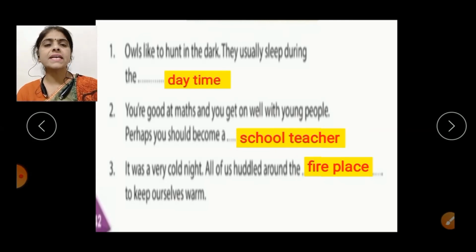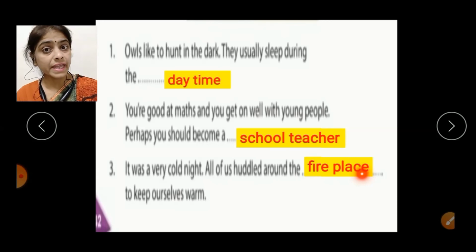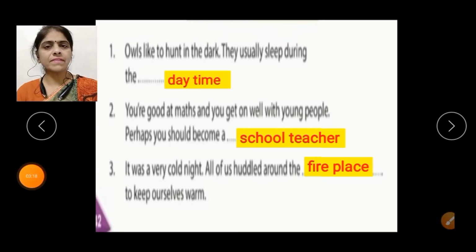Now next is, it was a very cold night. All of us huddled around the fireplace to keep ourselves warm. In this sentence also, fireplace is a compound noun and fire and place both are separate nouns and they are having their own meaning also. Now let's have the fourth one.